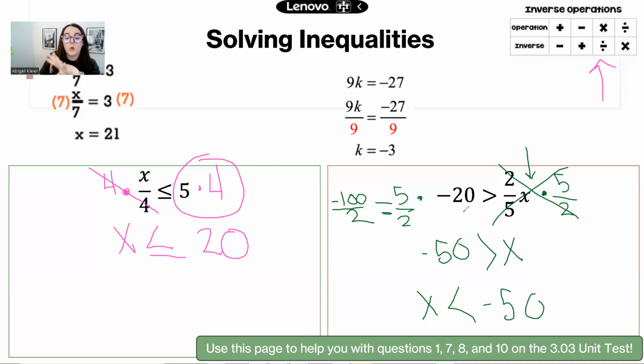So these 4 questions will really help you with questions 1, 7, 8, and 10 on your unit test. So as you're working through that test, you can come back to these slides again between the last page we did and this page, questions 1, 7, 8, and 10, and you can see those listed on the bottom of this video as well.